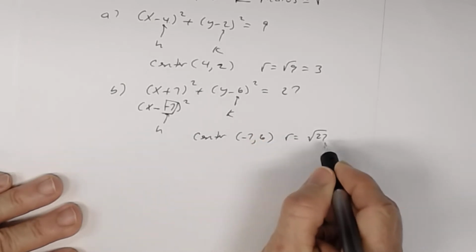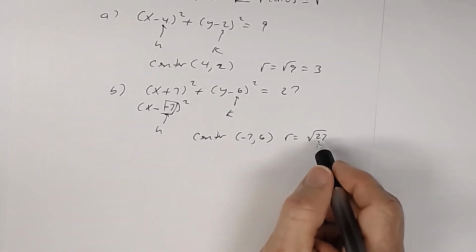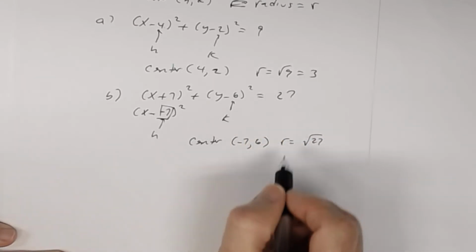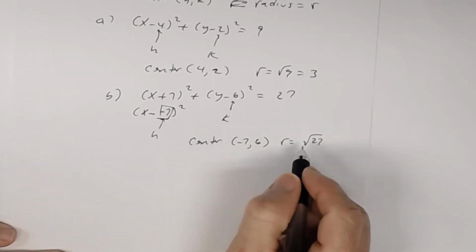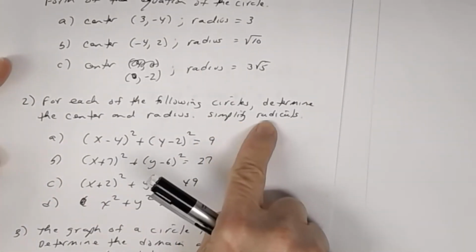So the radius is square root of 7. They will ask you, now 27 is not a perfect square. See, 9 was a perfect square, so I got a nice number 3. 27 is not a perfect square, but they're going to tell you to simplify the radicals. See, it's going to say simplify the radicals.